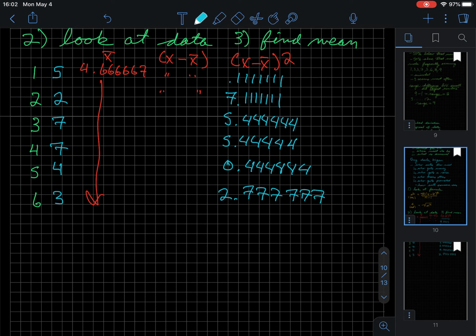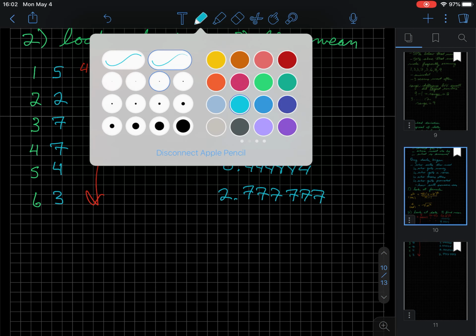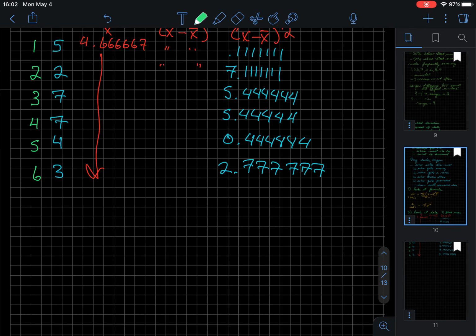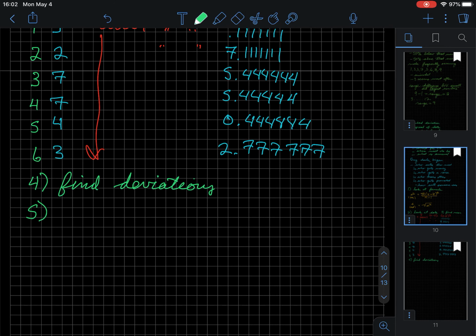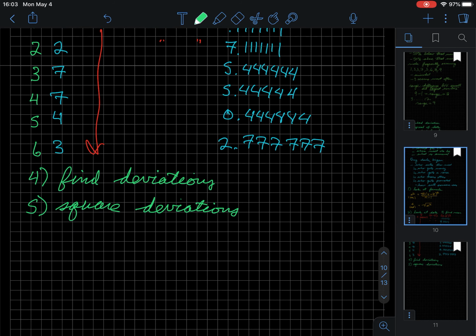All right. So what did we just do there, right? Step four, we find the deviations. Number five, we squared the deviations. And then step number six, right, is to add the squared deviations.